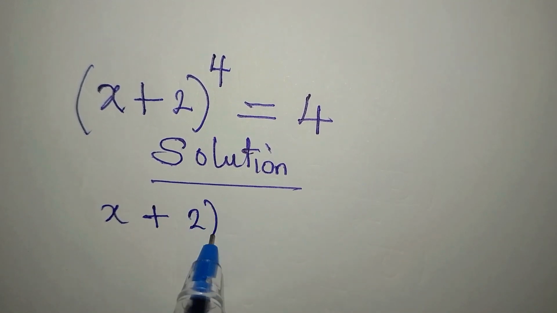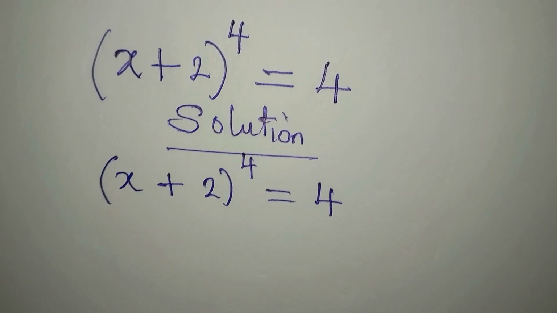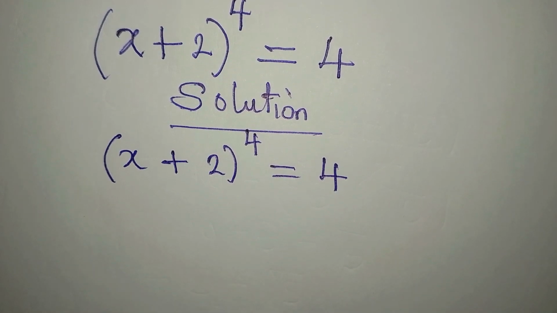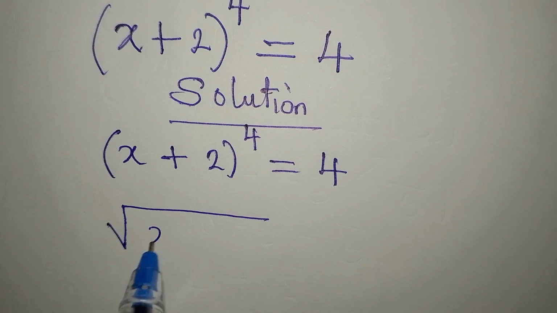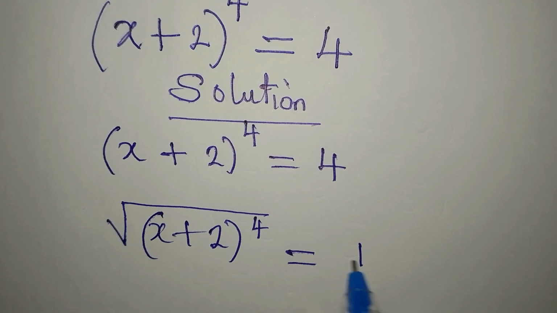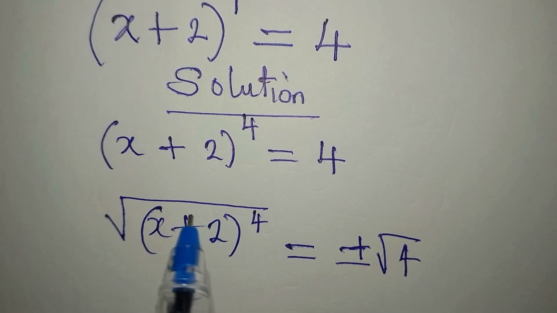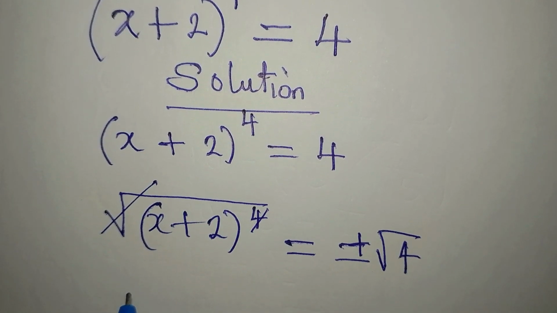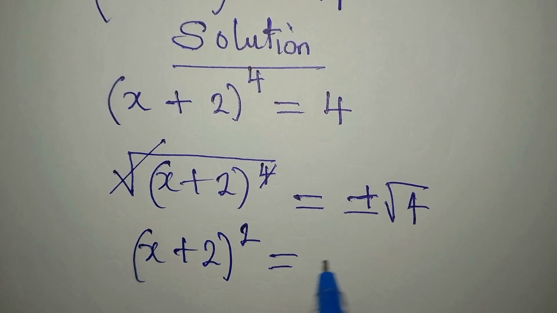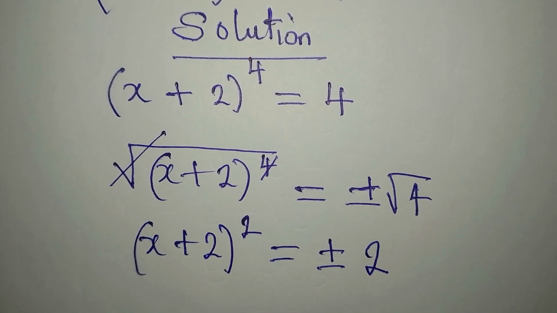(x + 2)^4 = 4. And from here, this is simple. We can just take the square root of both sides. (x + 2)^4 = ±√4. Now what happens is this will reduce the power by 2, so we have (x + 2)^2 = ±, we have square root of 4 is 2.